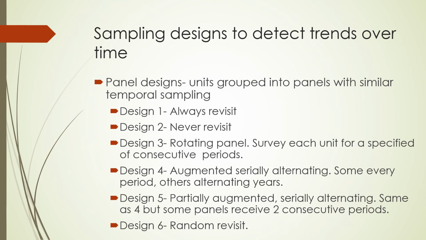Design 4 is what's called augmented serially alternating. Some sites are visited every period, others only in alternating years. Design 5, same as 4, but some panels receive 2 consecutive periods. And then design 6 would be a totally random revisit. Doesn't matter whether you've revisited it in the past, you just randomly choose a sample each year and go out and visit those sites.